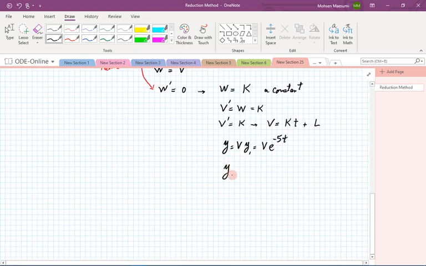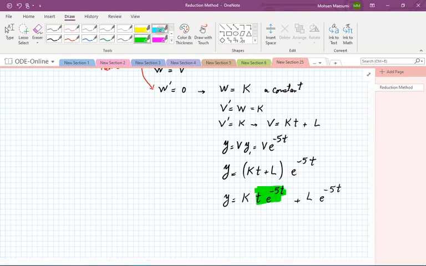So y becomes our v, which was kt plus L, that's my v, times exponential of minus 5t. If you multiply this through, you'll see what's happening. It becomes kt exponential of minus 5t plus L exponential of minus 5t. If you stare at it for a second, you see that here is my new discovery.